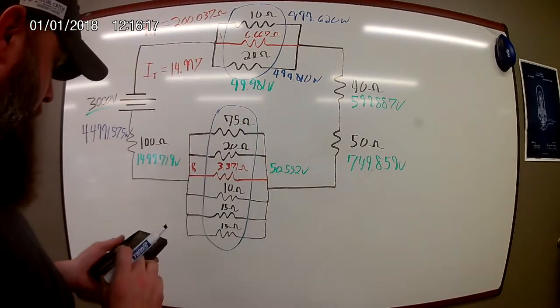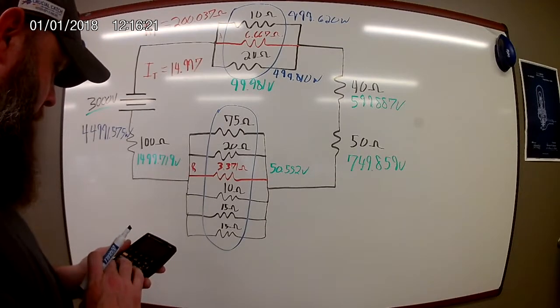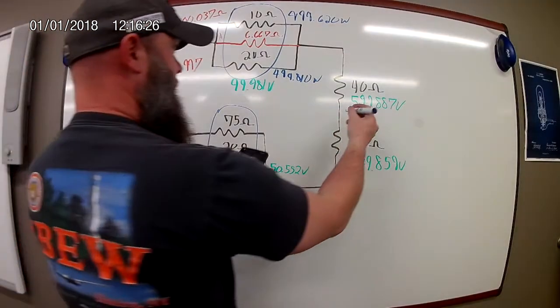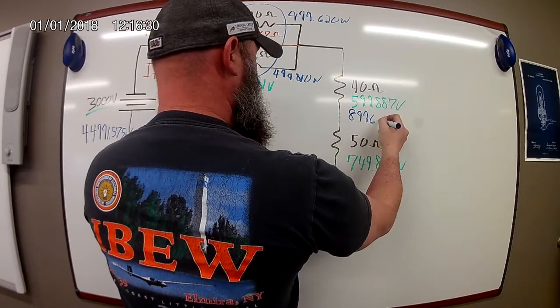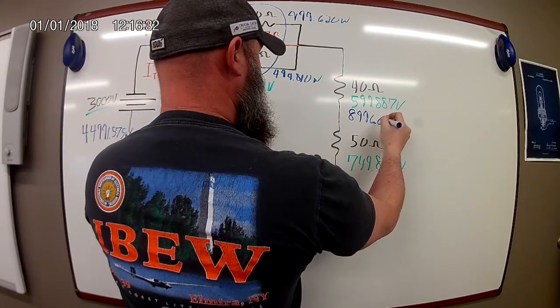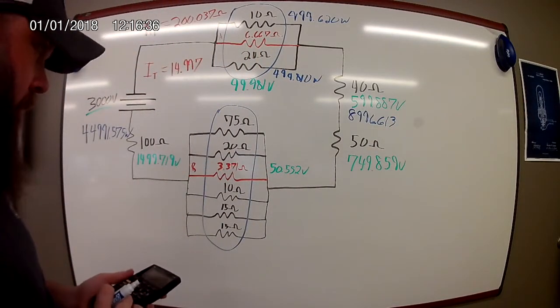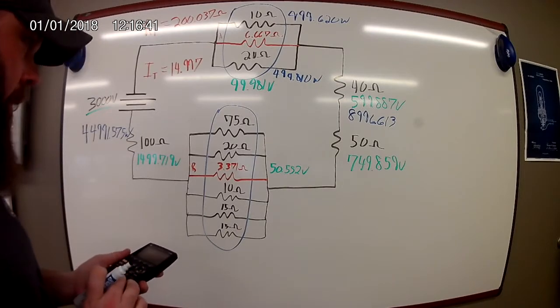So the next one over here, we got 599.887 volts squared divided by 40. And so on and so forth. We can just go right through and go right to town punching these things in to see what we got going on.